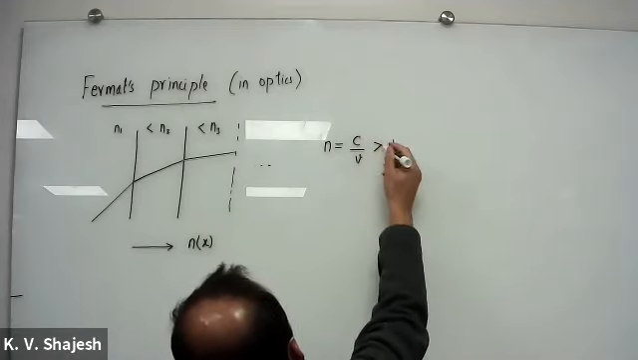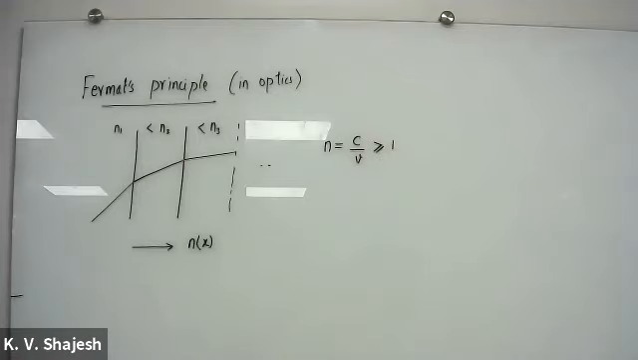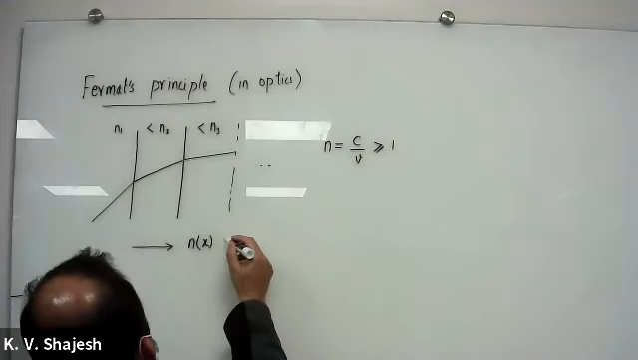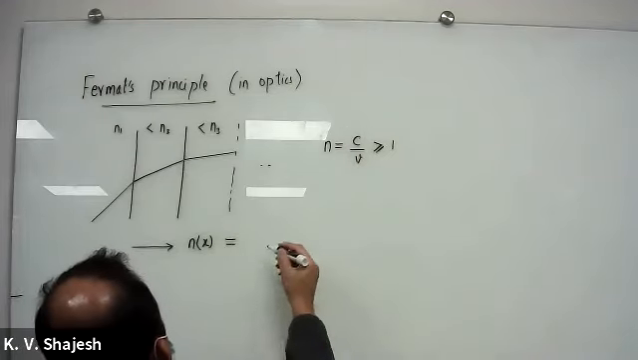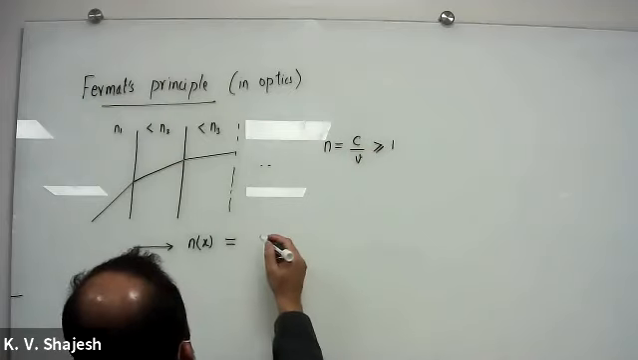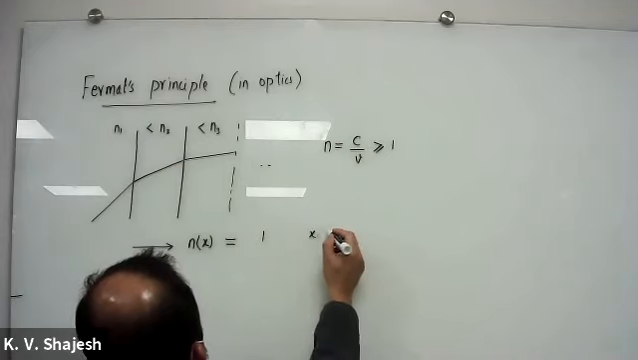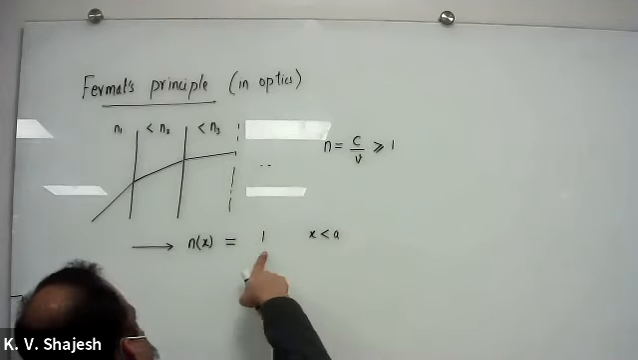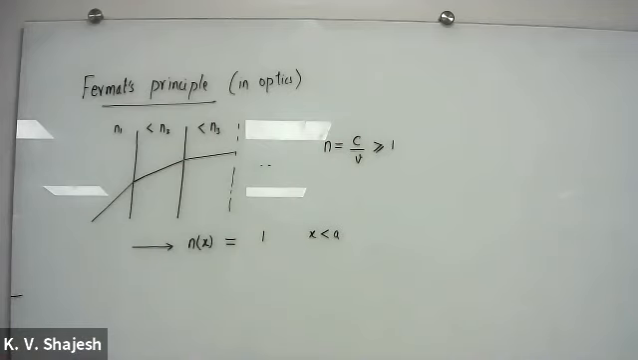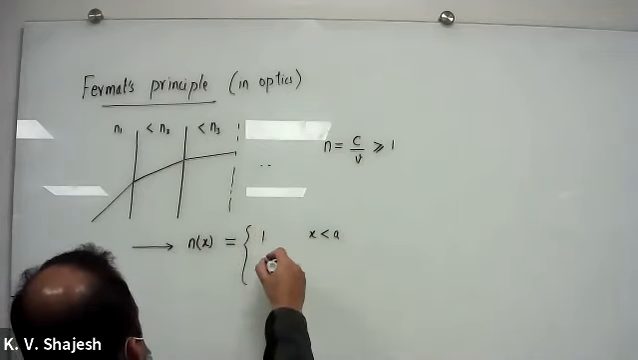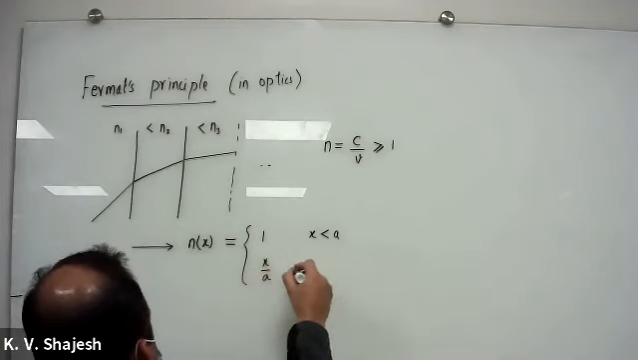Greater than or equal to 1, let's say. If you're in vacuum, n is exactly equal to 1. Otherwise, let's specify the system to be the following. There is a special point A. If you are less than that point A, you have vacuum to the left. And once you cross that, the refractive index keeps increasing as x over A.